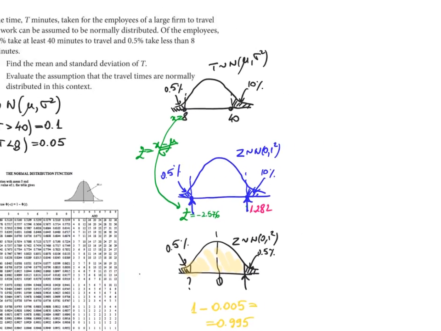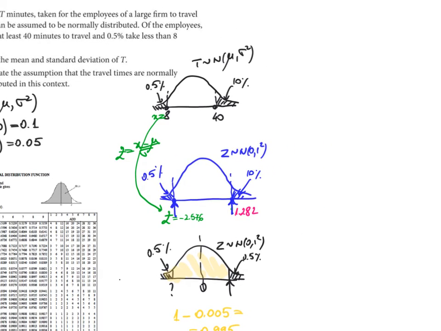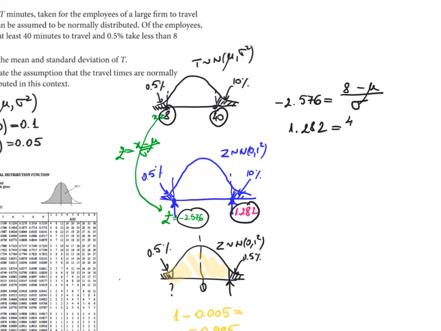Now let's go back to my problem. Remember what I wanted to find. I wanted to find mu and sigma. So this z here is related to this 8 here by the formula z equals x minus mu, which I don't know, over sigma. And the point here is related to the one here by the formula 1.282 equals x minus mu over sigma. So I have simultaneous equations in mu and sigma. Therefore, I'm going to solve this system.